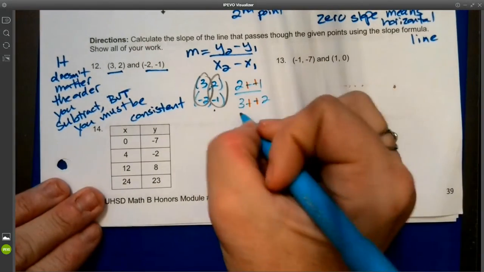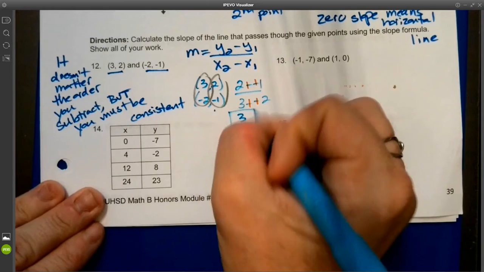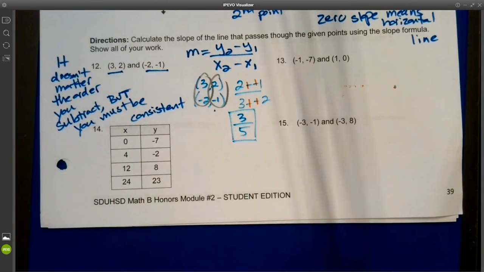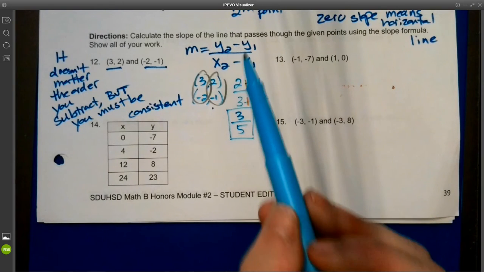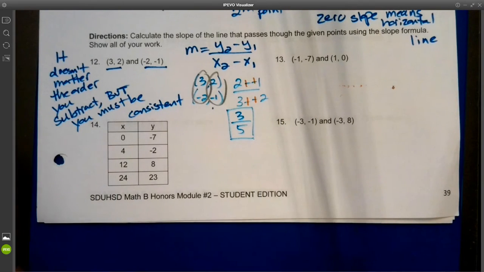So 2 plus 1 is 3. 3 plus 2 is 5. We're done. Bam! Drop the mic. Pretty cool, huh? Again, I'm not going to focus on what y2 and y1 is because I know as long as I subtract and I'm consistent, I am good to go.